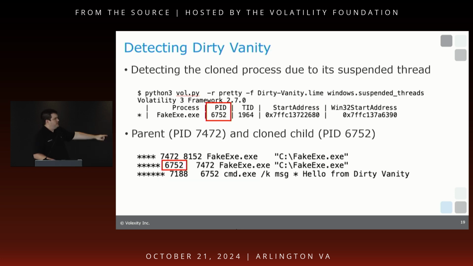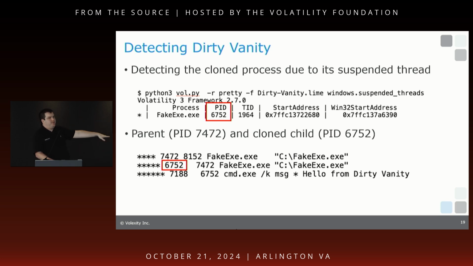That's what you're seeing here. In this case, we are running the suspended threads plugin against a sample infected with Dirty Vanity. It calls itself fake.exe if you just compile it off GitHub. So we have fake.exe being reported, and it has a PID of 6752. That is us walking the process list and the threads of every process, and if that suspend count is greater than 0, we're reporting it. So this tells us right away that fake.exe, PID 6752, and the thread with ID 1964 inside of it has something wrong with it. This is going to be malware.